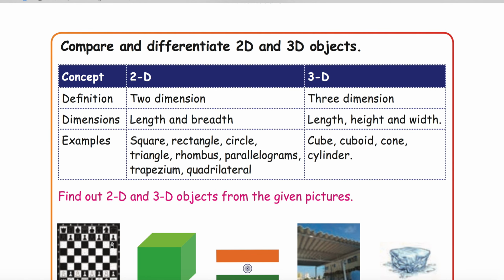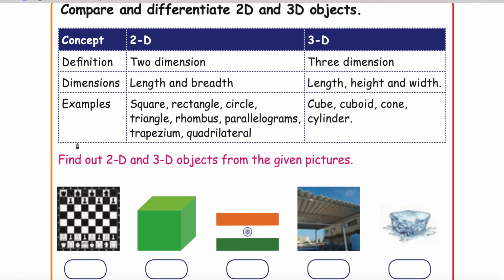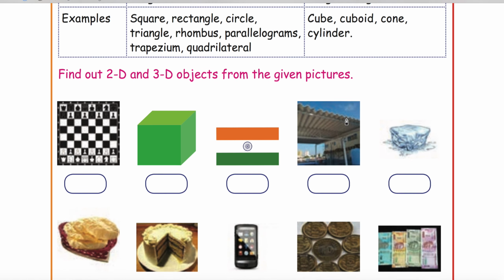Compare and differentiate 2D and 3D objects. Definition: this is 2 dimension. This is 3 dimension. Dimensions are length and breadth only in 2D. In 3D, length, breadth, and height. Okay, length, width, and height. Square, rectangle, circle, triangle, rhombus, parallelogram, trapezium, quadrilateral are examples. Here, cube, cuboid, cone, cylinder.